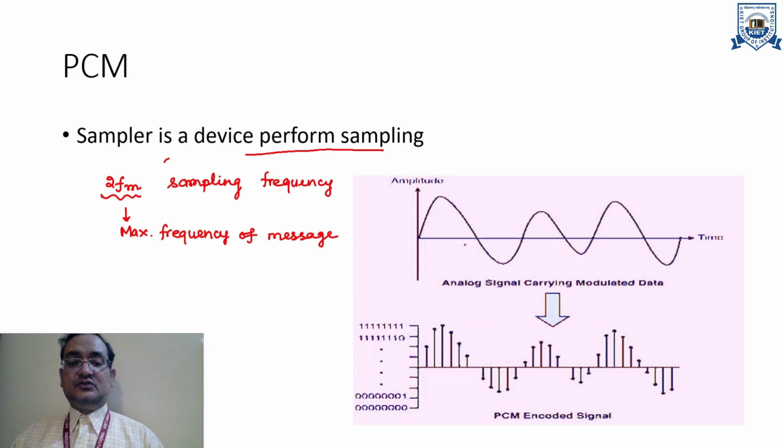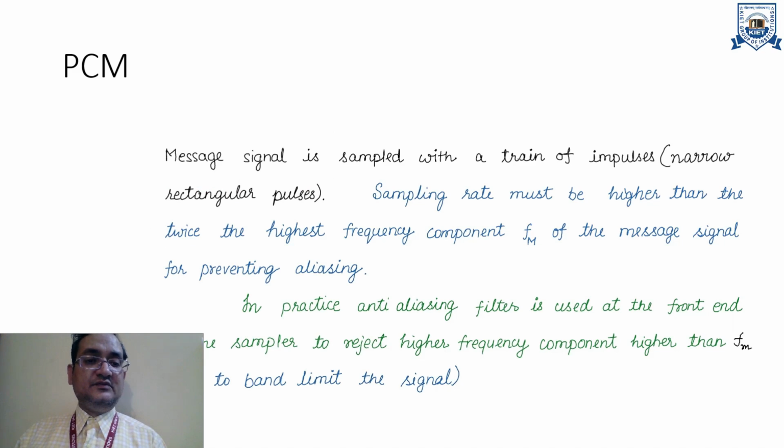So this is the ideal sampling performed by the sampler. You can clearly see that these are the discontinuous discrete sample values of the above signal. This process has already been discussed in the previous videos. Now the message signal is sampled with a train of impulses. So this is an ideal sampling, and we have done the ideal sampling in the sampling process.